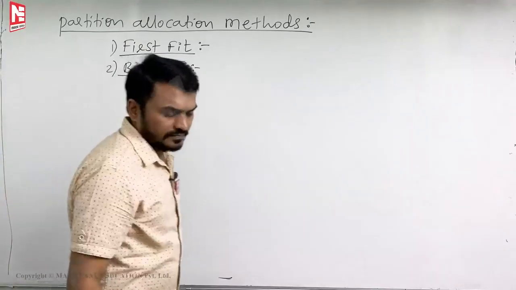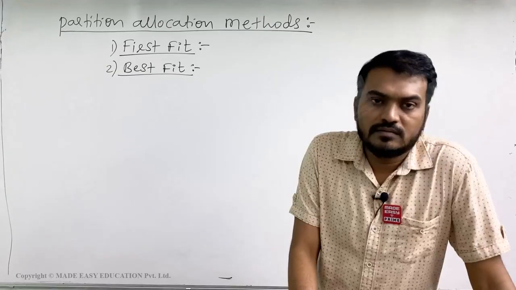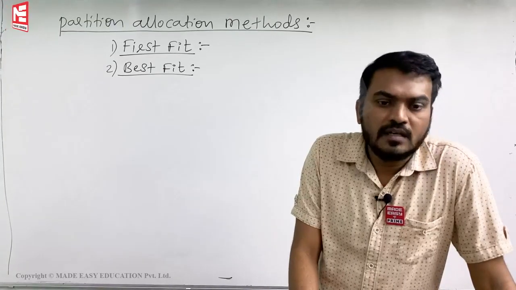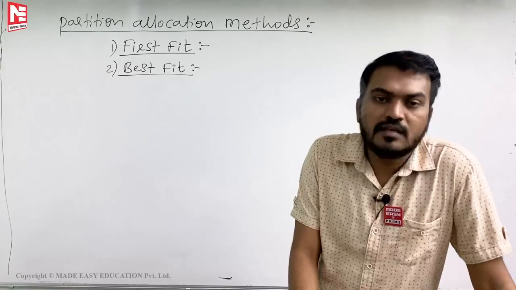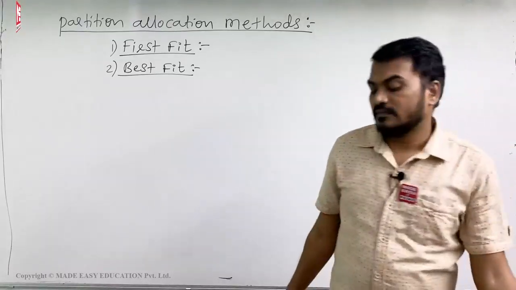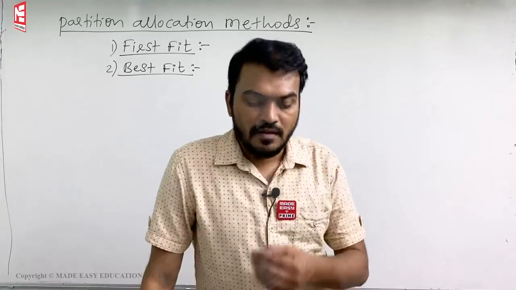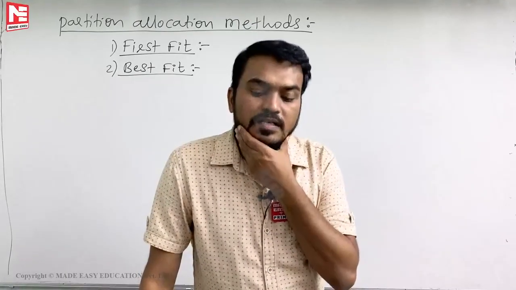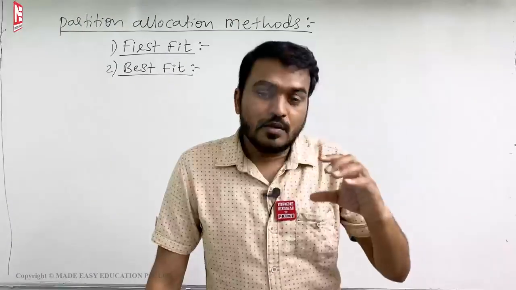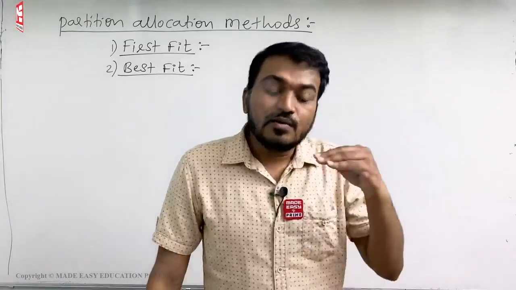Next one is the best fit. Note down. Allocate the process in a partition which is the smallest sufficient among the free available partitions. Okay, understand here. It means what? Whatever free available partitions you are having, among all of those, which one do you select? Smallest sufficient. मतलब smallest होना चाहिए, sufficient होना चाहिए. Is that clear? So you select that kind of partition.